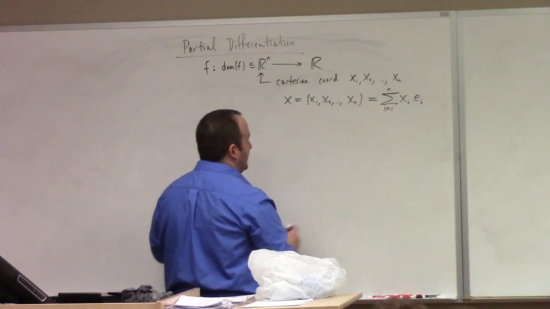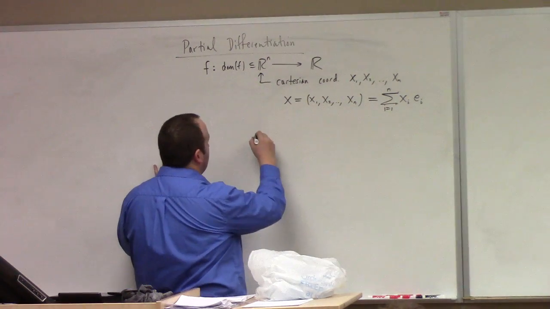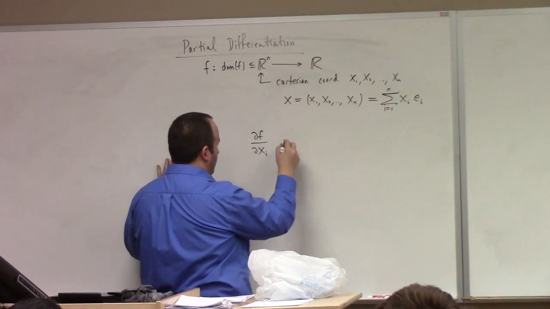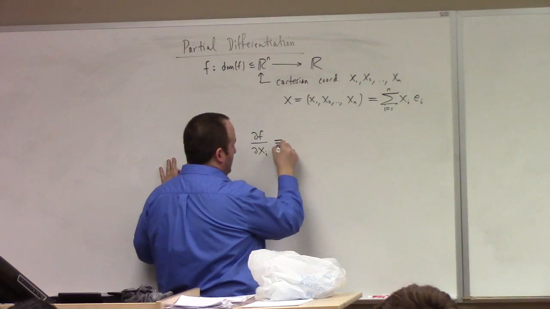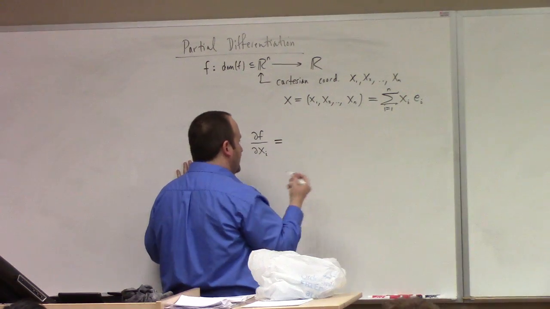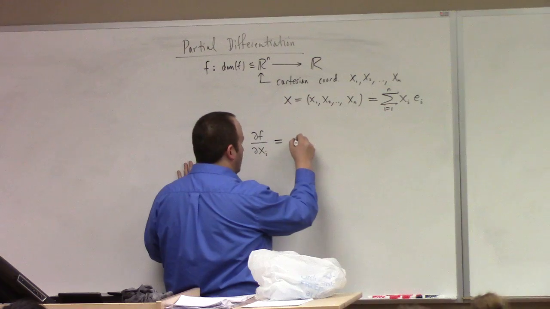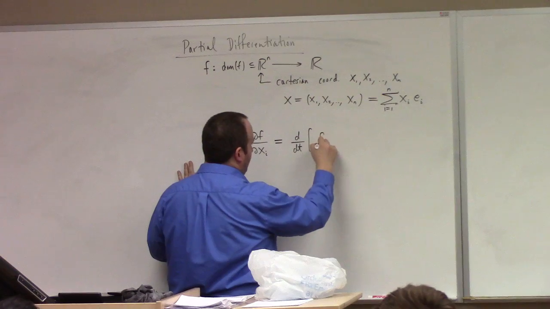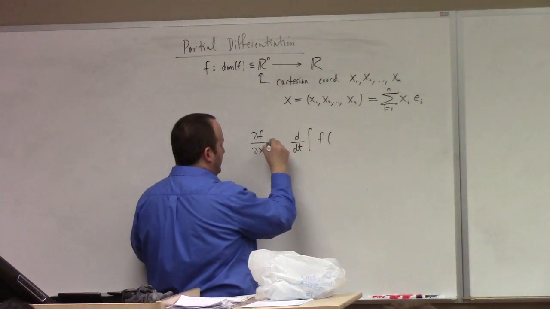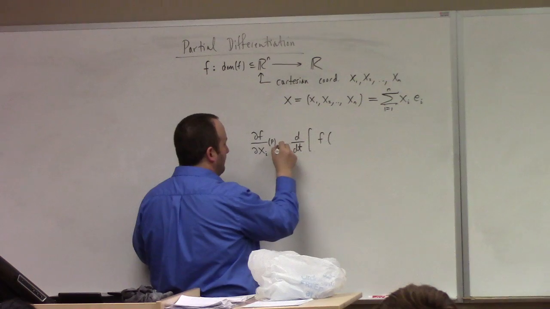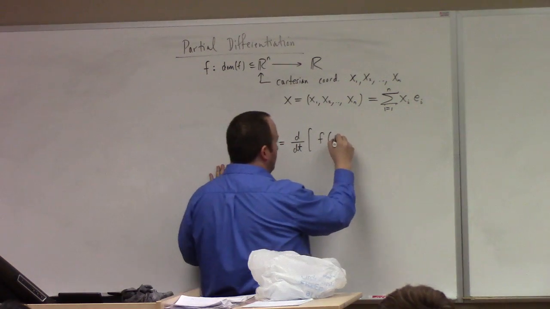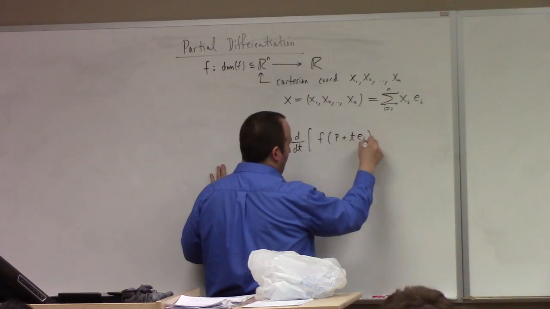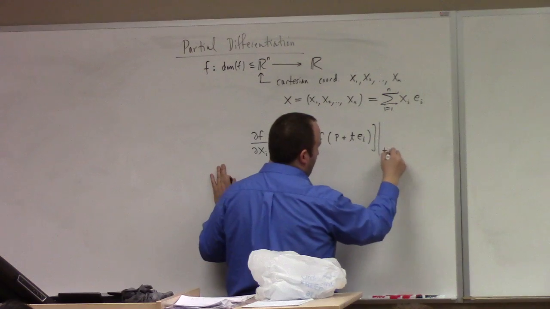So with this technology in hand, it's pretty easy to define the partial derivative. In particular, partial f over partial x_i. I could give it to you in terms of a limit, but I'm going to give it to you instead like this. It's d/dt of f, at the point P, so d/dt of f(P + t e_i), and I put t equal to 0 at the end of it.